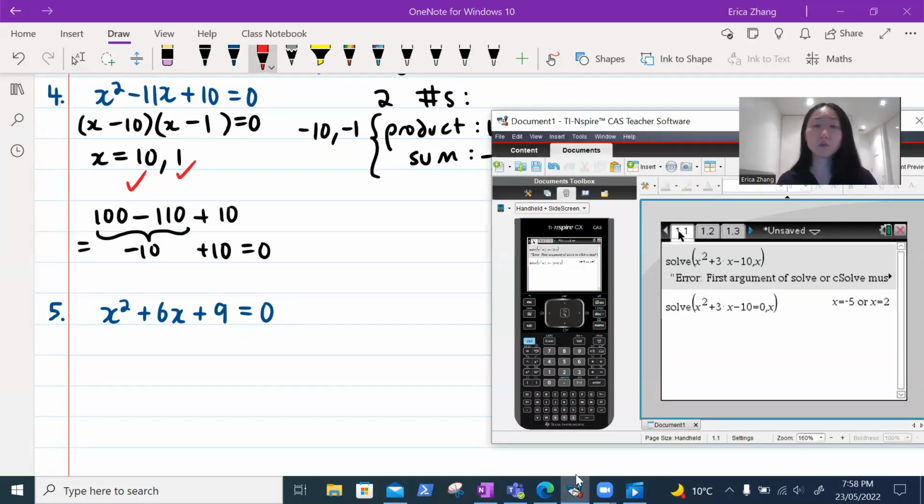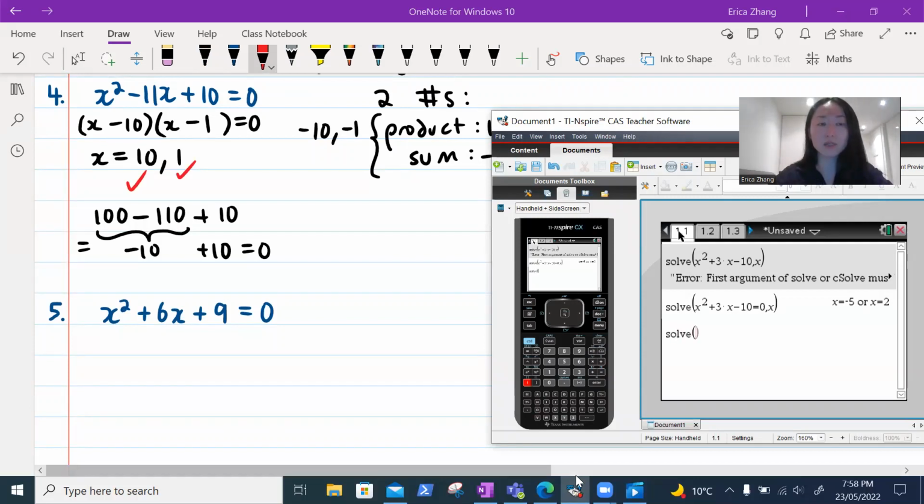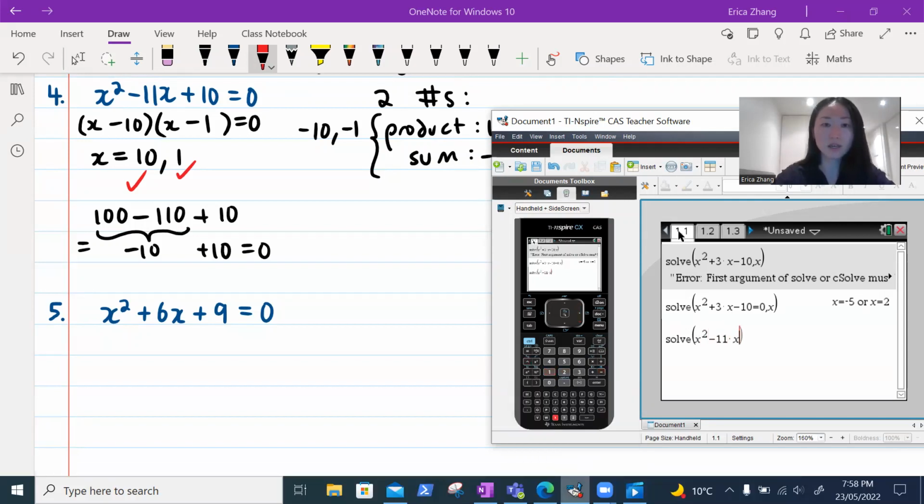If we had access to a calculator, we would have saved time by solving the equation x squared minus 11x plus 10 is equal to 0, comma, x. And there we go.